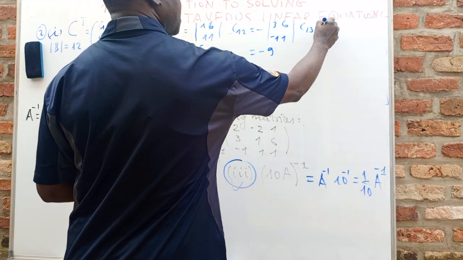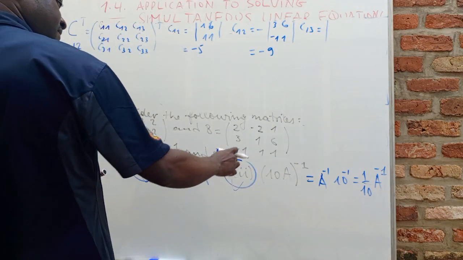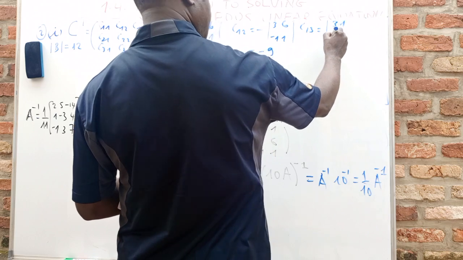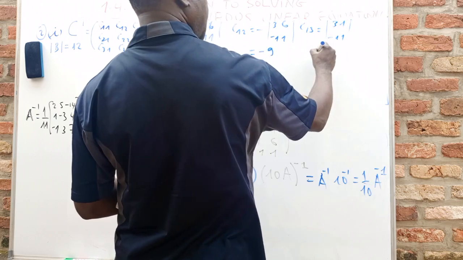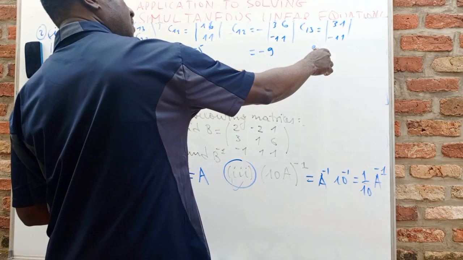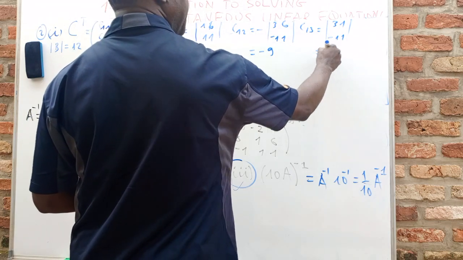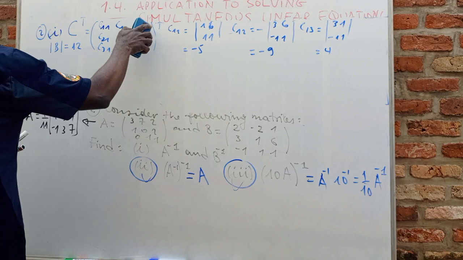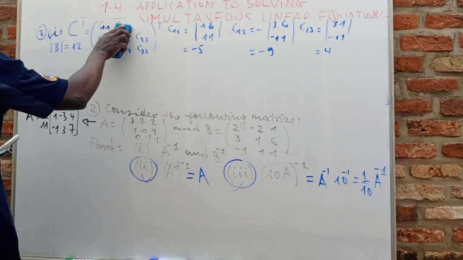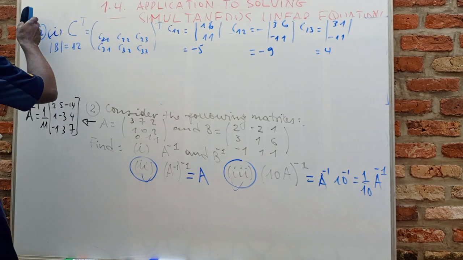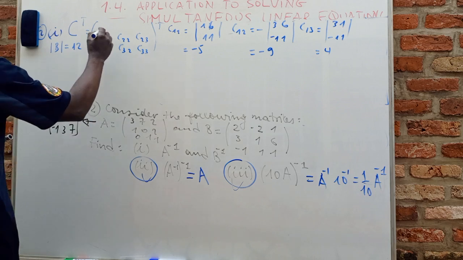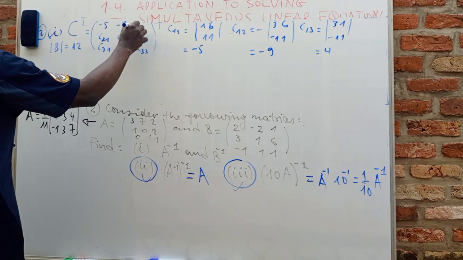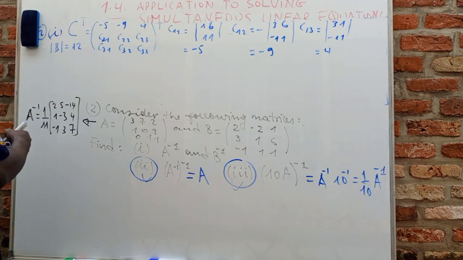C13 is going to be equal to the determinant of C1, negative 1 1. So that is 4. 3 plus 1 is 4. So now I'm going to substitute this value. So negative 5, negative 9, and 4.